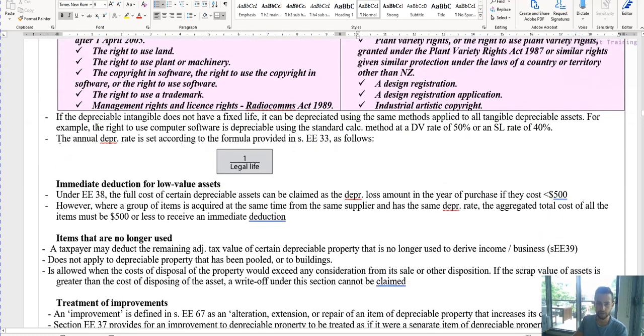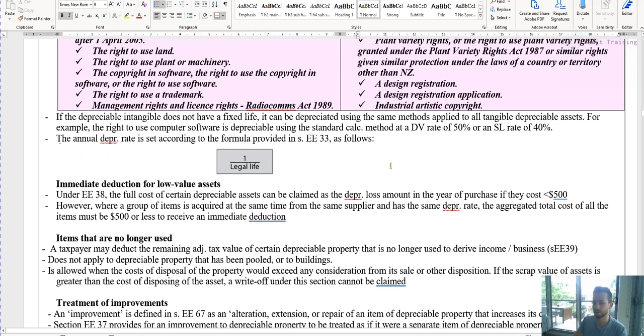So if the depreciable intangible does not have a fixed life, it can be depreciated using the same methods applied to all intangible depreciable assets. For example, the right to use computer software is depreciable under the standard calc method at a DV rate of 50% or an SL rate of 40%. So the annual depreciation rate is set out in the formula provided below, 1 over legal life.